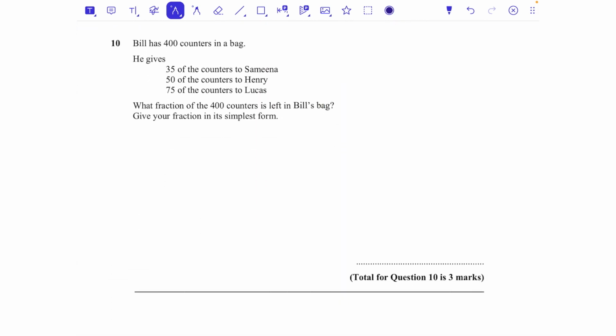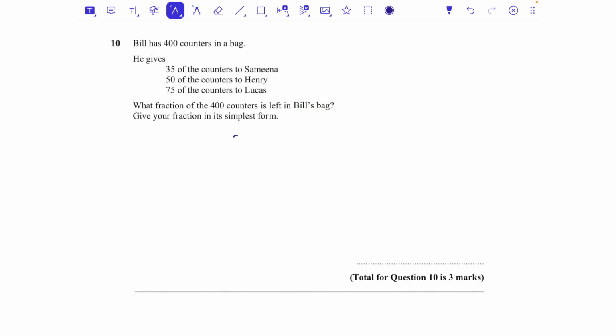Question number 10. Bill has 400 counters in a bag. He gives 35 of the counters to Samina, 50 of the counters to Henry, 75 of the counters to Lucas. What fraction of the 400 counters is left in Bill's bag? Give your answer as a fraction in its simplest form.